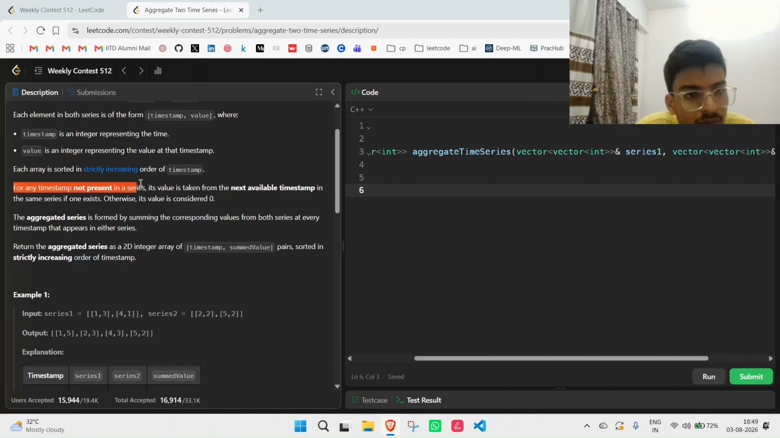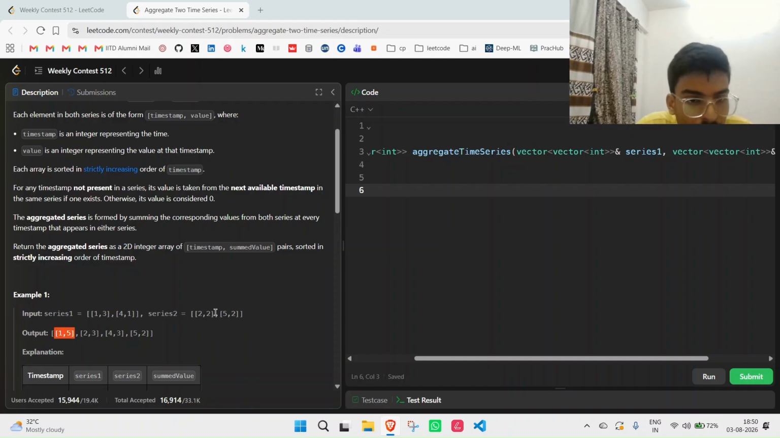For any timestamp not present in a series, its value is taken from the next available timestamp in the same series if one exists. So here the value of timestamp 1 is not available, so we take its value from the next available timestamp in the same series, which is this one. The value is 2. So we take 1 comma 2 and 1 comma 3 and add them: 1 comma 5.